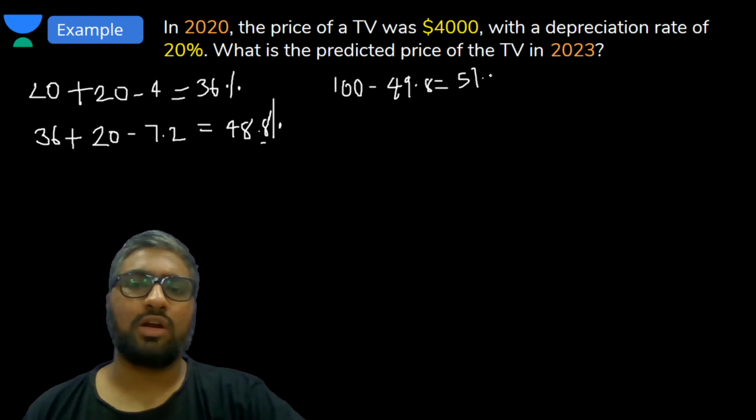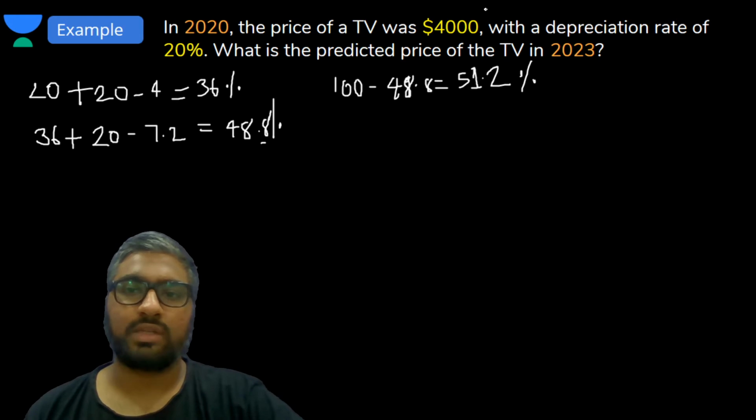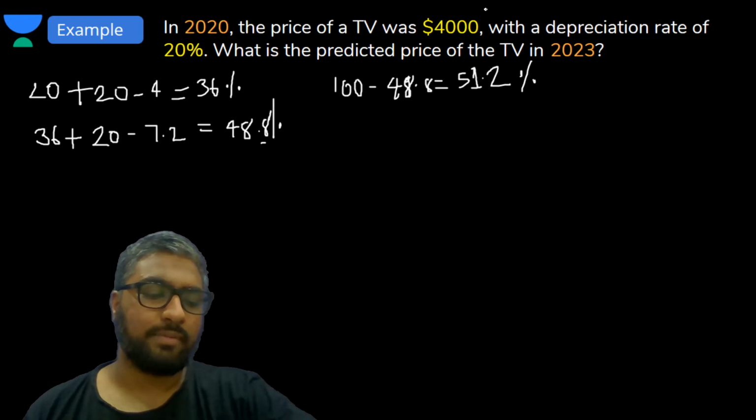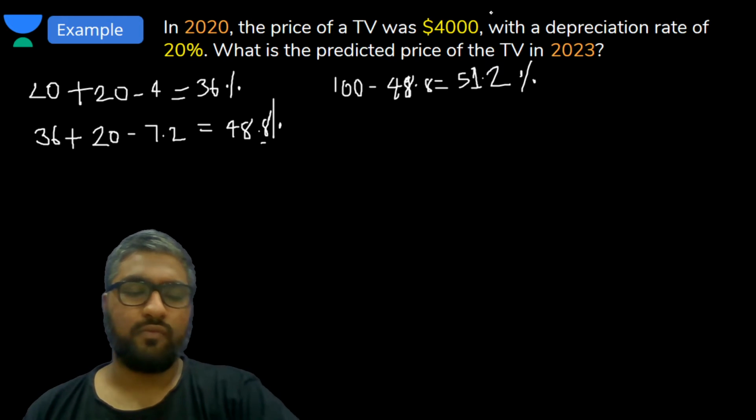So you would get 51.2 percentage. Yes, 51.2 percentage is the final value, right? 51.2 percentage of 4,000 is going to be 2,000 or so.